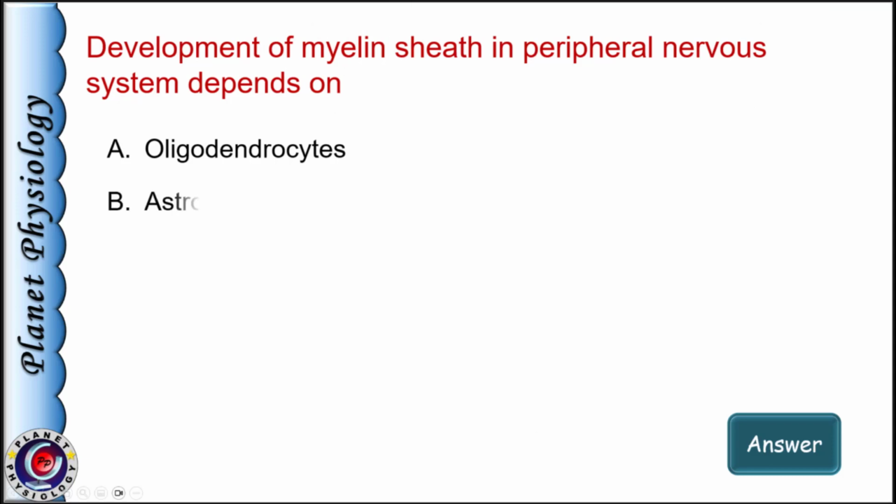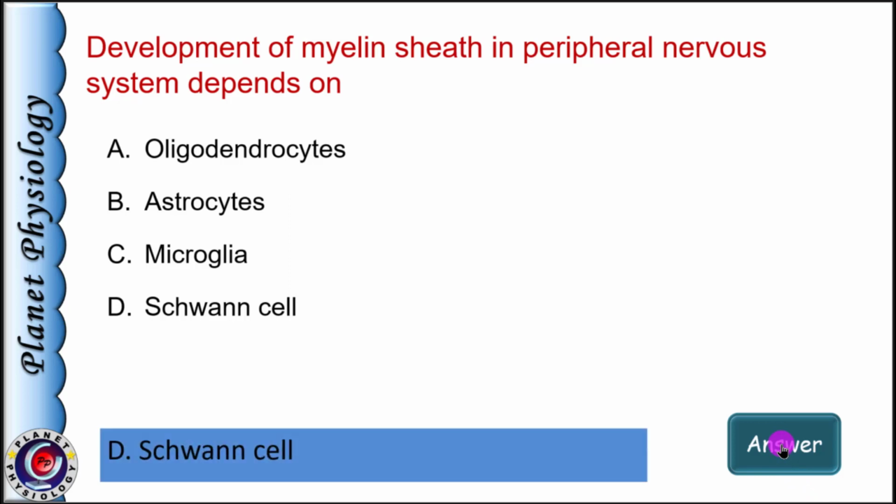Development of myelin sheath in peripheral nervous system depends on A. Oligodendrocytes, B. Astrocytes, C. Microglia, and D. Schwann cells. Yes, a simple MCQ. Correct answer is Schwann cells. In CNS, myelin sheath is laid by oligodendrocytes, and a single oligodendrocyte can lay myelin sheath around many axons at a time, while a single Schwann cell lays myelin around only a single axon.